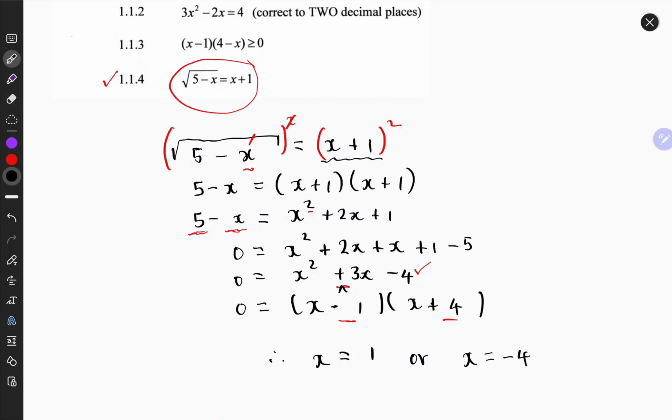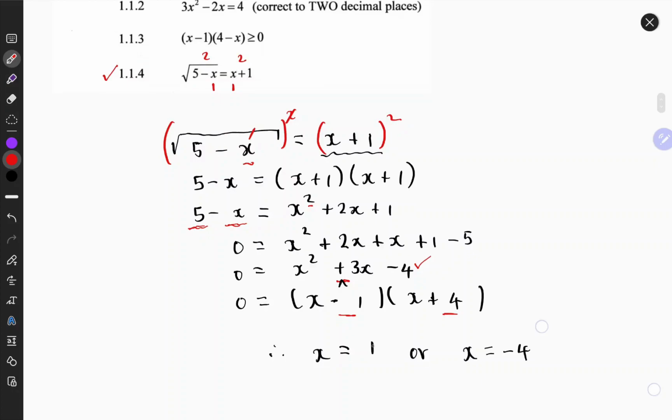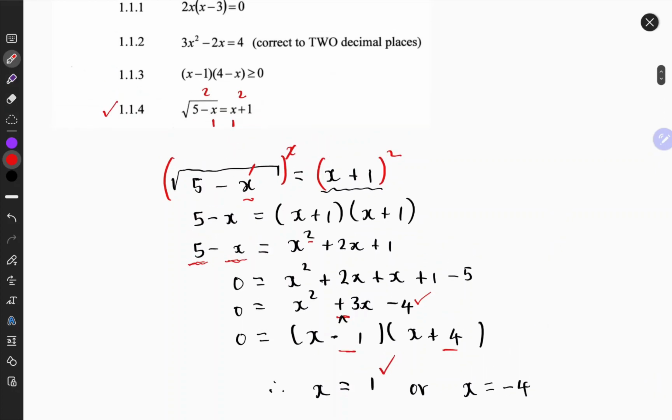Let's test if these solutions are valid in the original equation. If I'm to substitute 1 there, and 1 there, I would get 5 minus 1, which is 4, and the square root of 4 is 2, and 1 plus 1 is 2. So that is a valid solution for the original third equation.